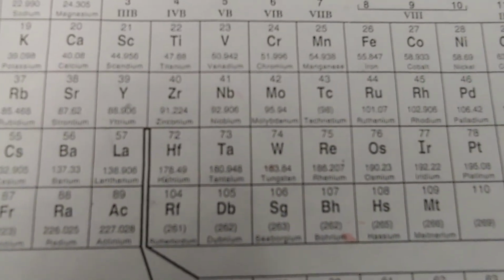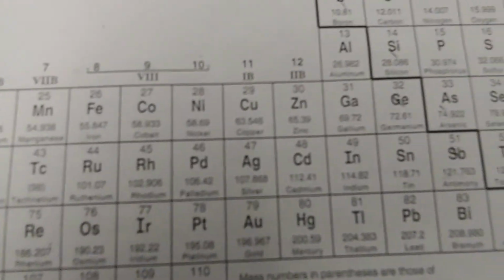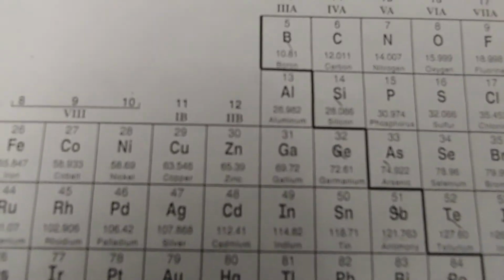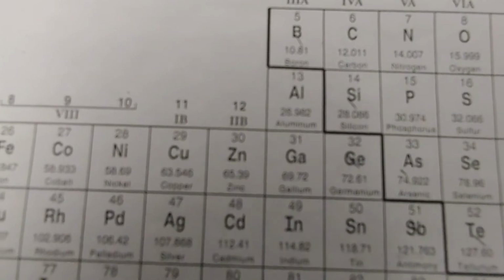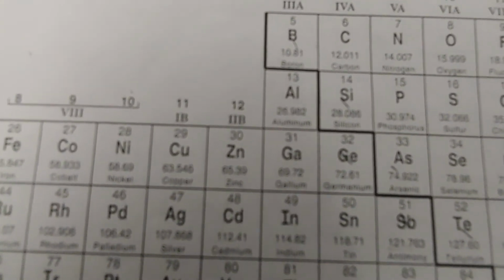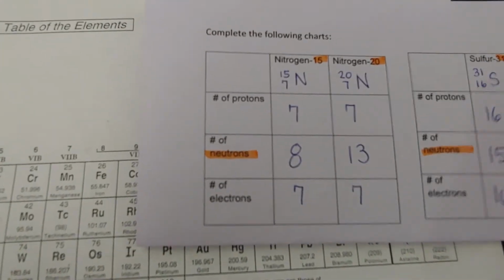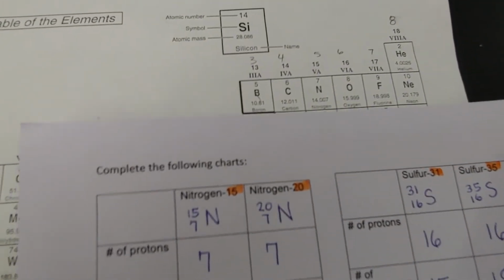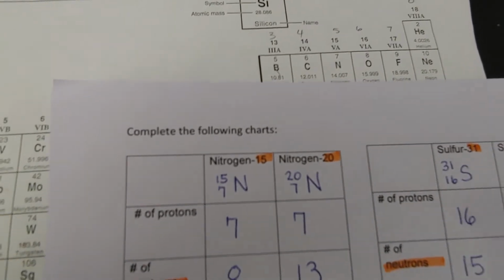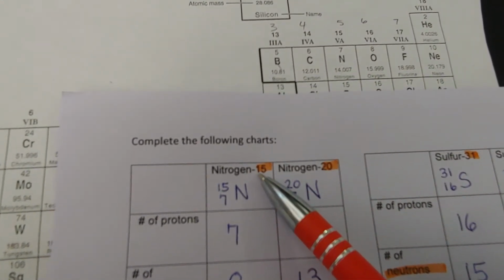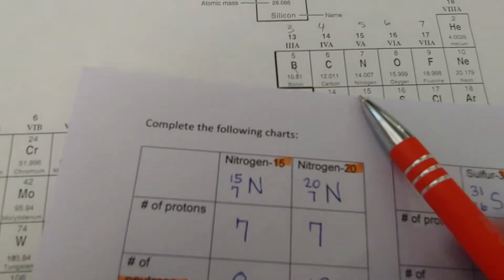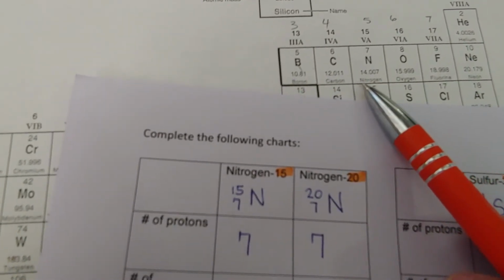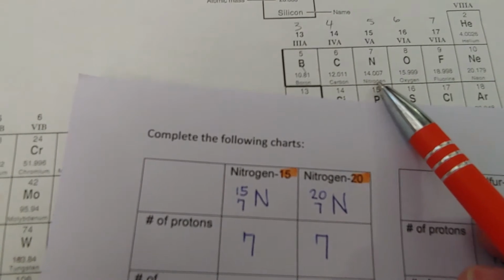So let's take a look at the element nitrogen. Here's nitrogen, and with nitrogen we see that there's one element, but in reality there are different versions of it. Let me go ahead and show you. Nitrogen has an isotope with a mass of 15, and it has an isotope with a mass of 20. And if you look at nitrogen, you see the mass is 14.007.